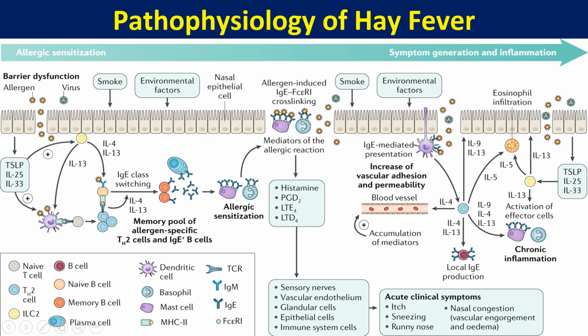which induce a series of events leading to the generation of plasma cells, which are ultimately going to produce the allergen specific immunoglobulin E. As you can see here, this is going to produce the allergen specific immunoglobulin E. This allergen specific immunoglobulin E ultimately binds to the mast cells and the basophils. This is basophil, this is mast cells.